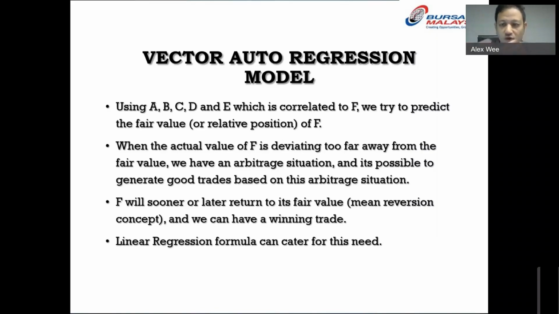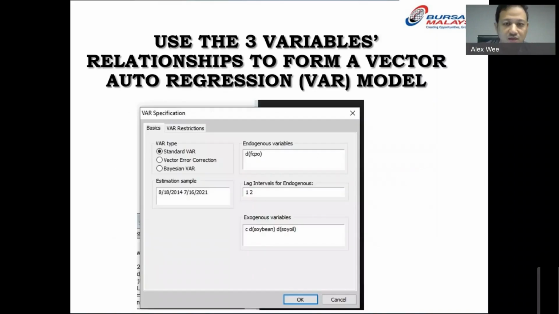So just now we have already gone through some of the examples. So A, B, C, D, you know what I'm talking about now. If you want to trade FCPO, which is F, or FKLI, which is F, right? What are the things that are leading them? You have an idea now. So a linear regression model can cater for these needs.